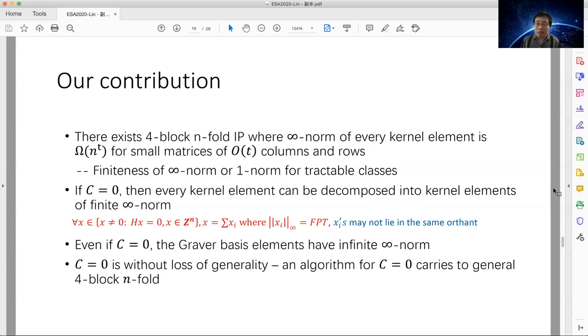This is, of course, interesting, but as I would point out, this result still does not allow you to carry over the second conclusion, where you can decompose into thin elements, to the general 4-block n-fold, as we show that for general n-fold, if C is not equal to 0, you basically don't have such a nice decomposition. So these results, as you can see in our contribution part, are seemingly contradicting, but not really.